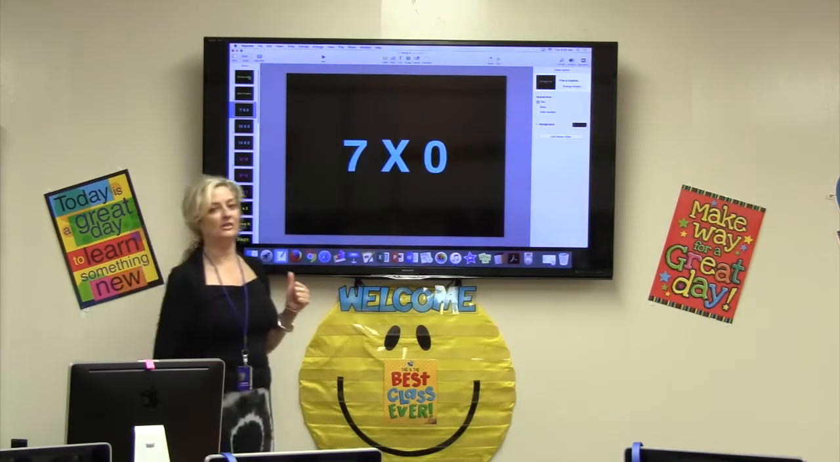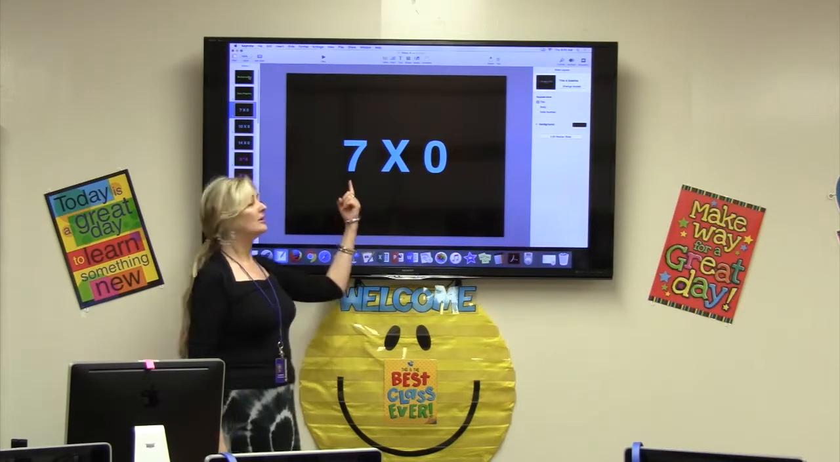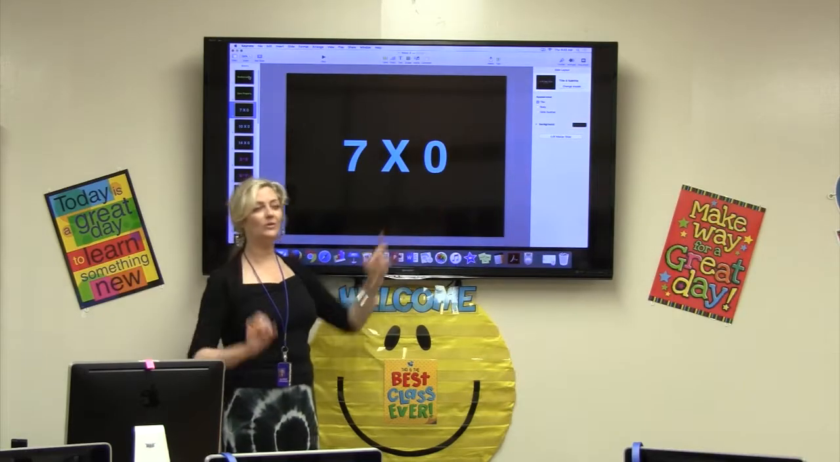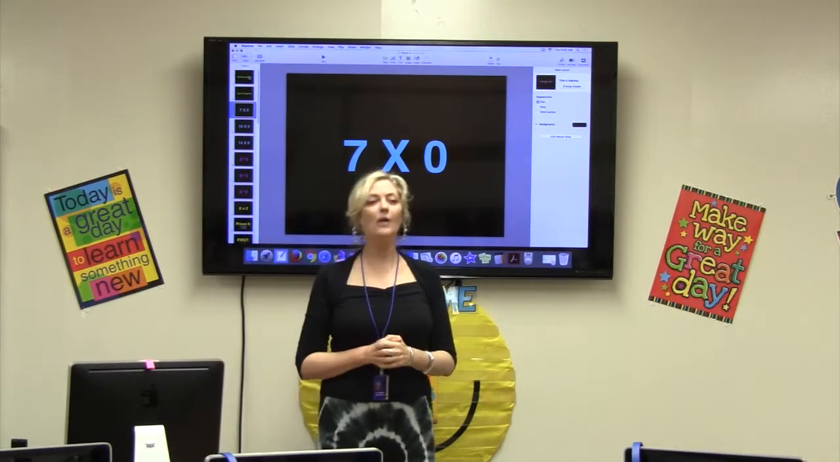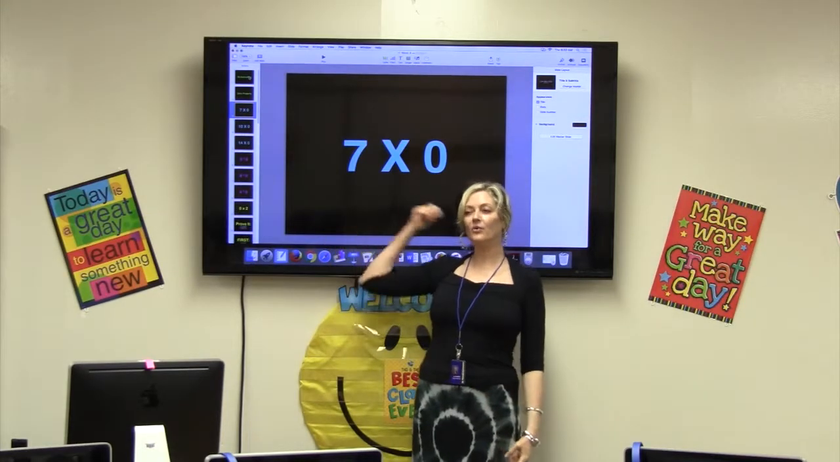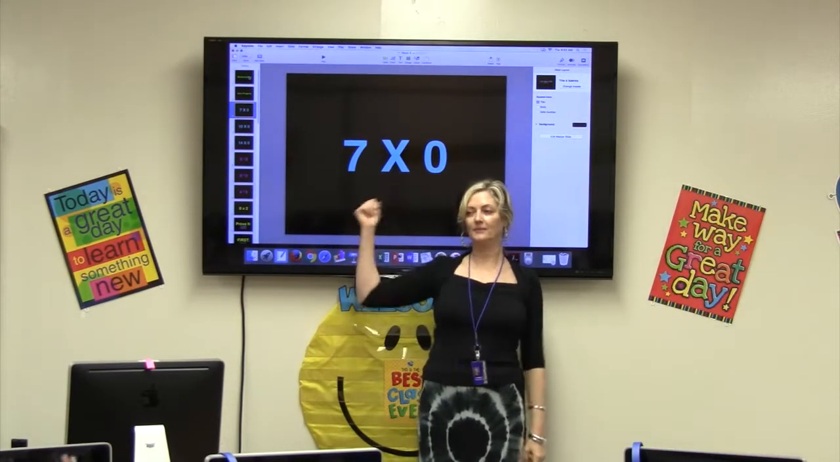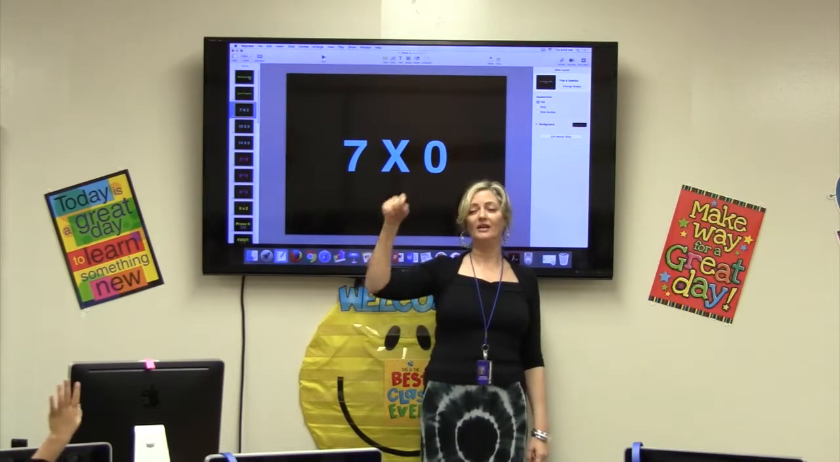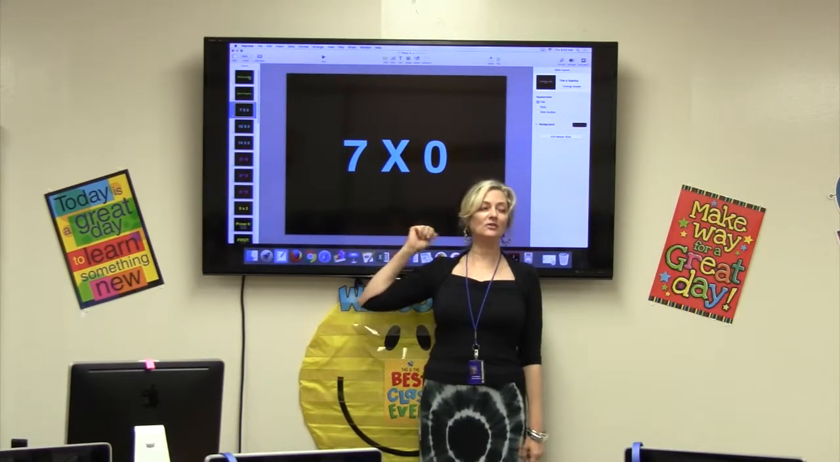Now let's take a look at it. Here's our first equation. Let's read it together. 7 times 0. Let's stop right there. We're not even going to do the product or anything yet. I want to ask you some questions about this. What type of math are we doing in this equation? Yes. Zero property. And what is the math sign? Yes. Multiplication. Very good.